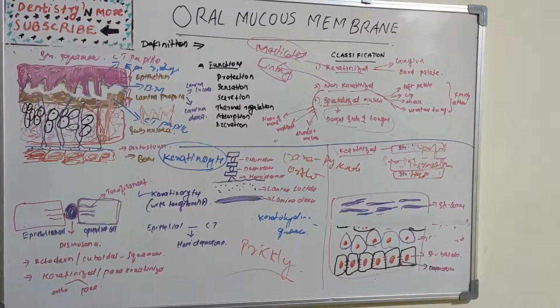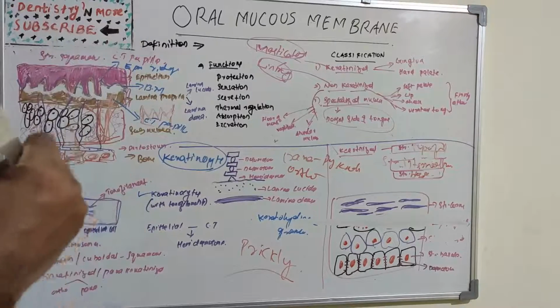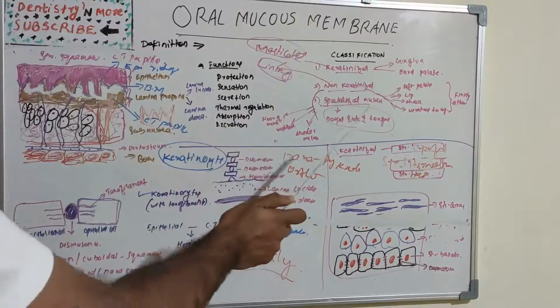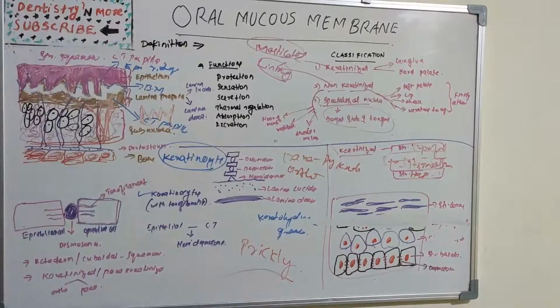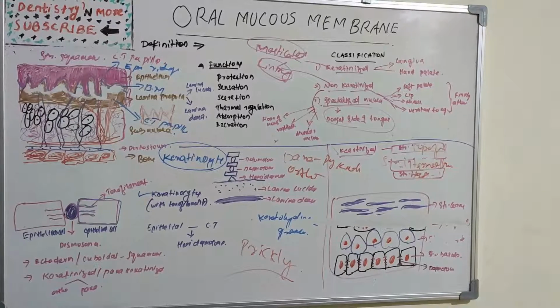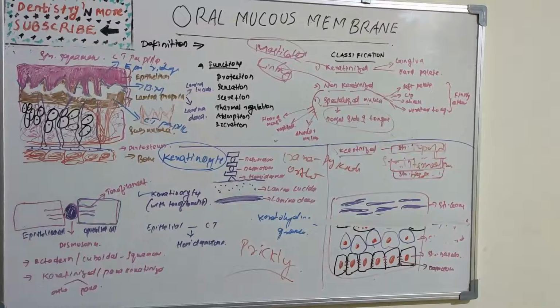Keratinized has 4 layers, which are the basale, spinosum, granulosum, and corneum, whereas the non-keratinized has 3 layers: stratum superficiale, stratum intermedium, and stratum basale. Sorry, not corneum, stratum superficiale.